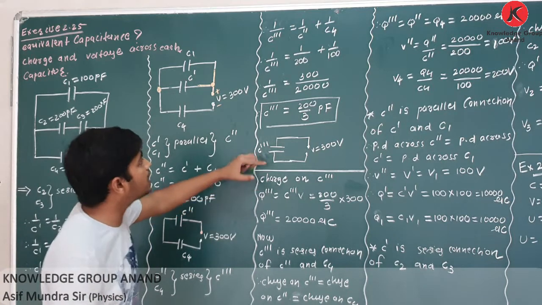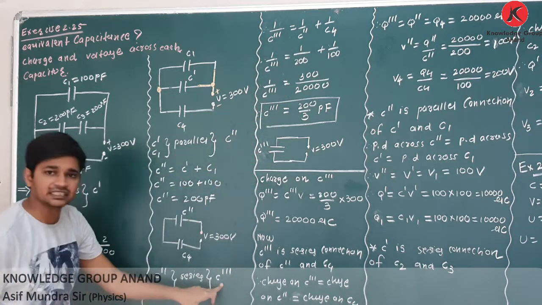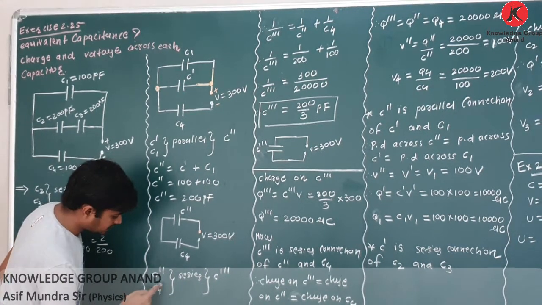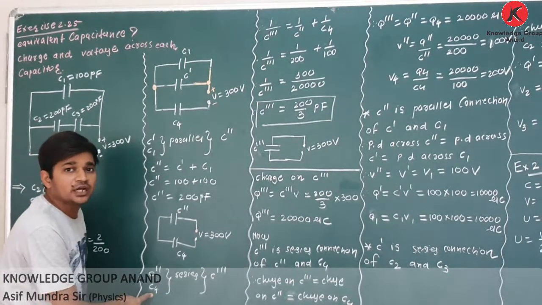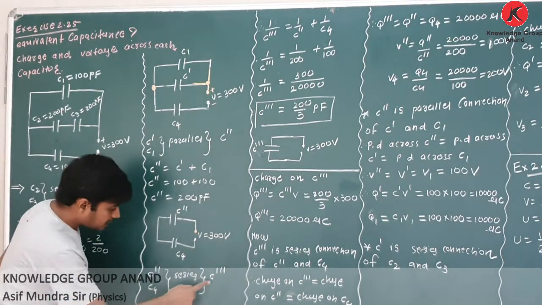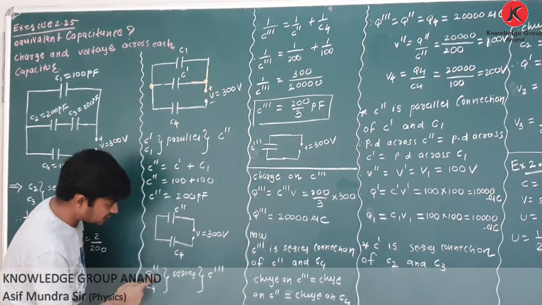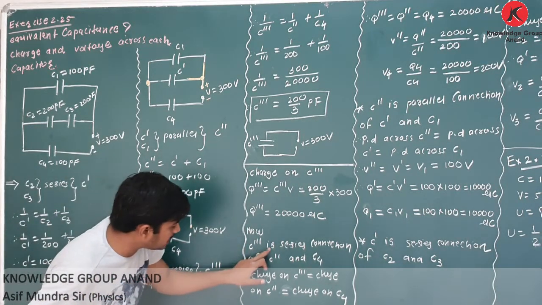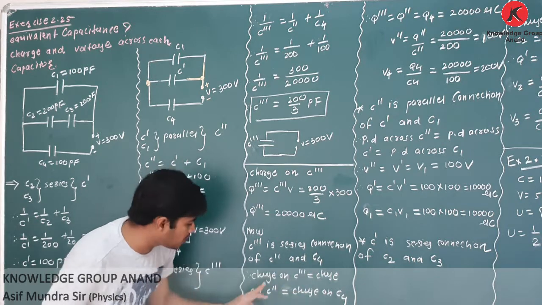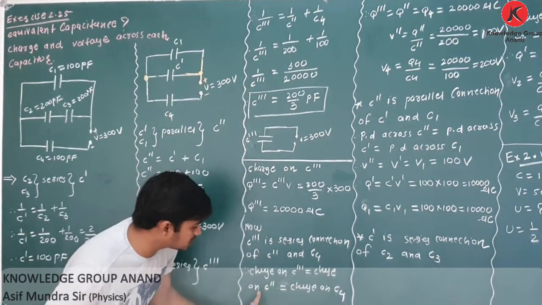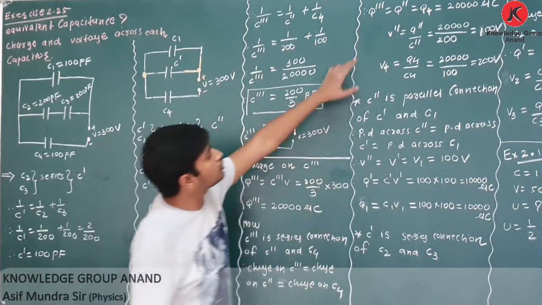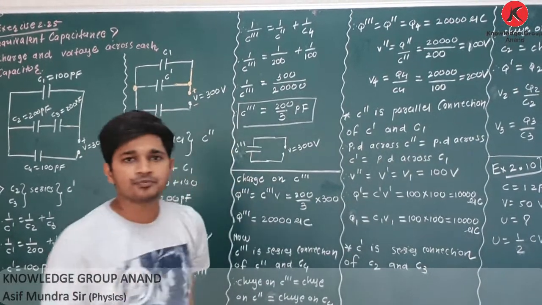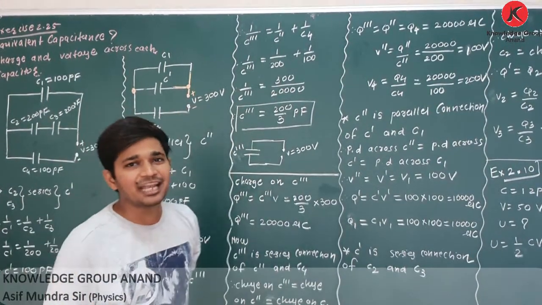Ask the question, what is C triple dash? Yes, here it is. C triple dash is the series connection of C double dash and C4. In series connection, what is same? Charge. So I can write charge on C triple dash is equal to charge on C double dash is equal to charge on C4. So Q triple dash is equal to Q double dash is equal to Q4 is equal to 20,000 microcoulomb.